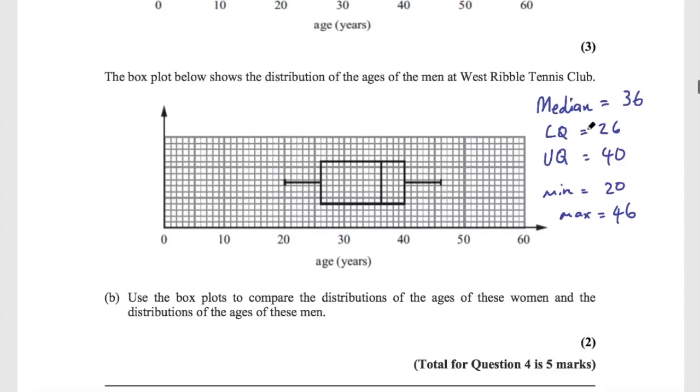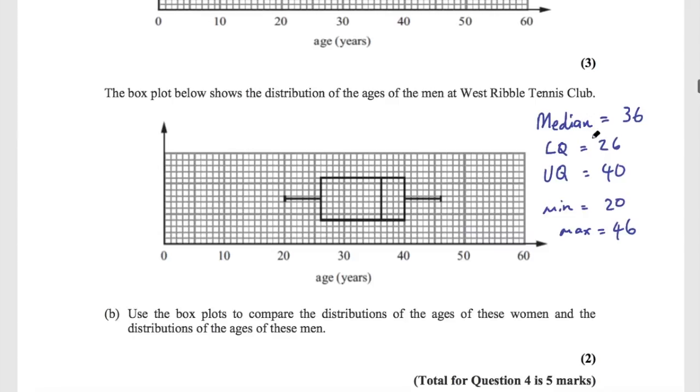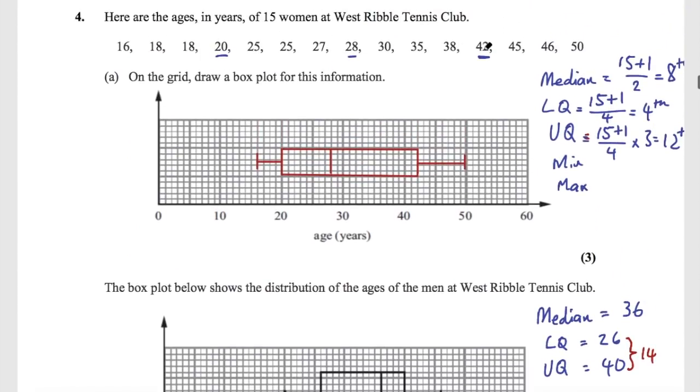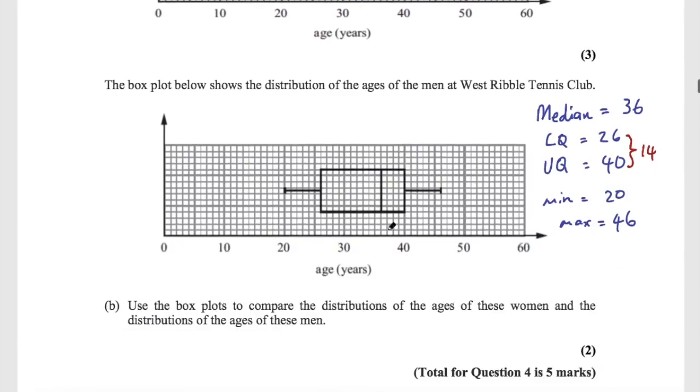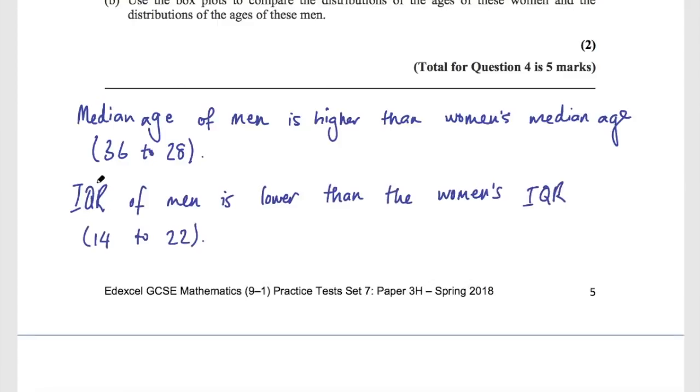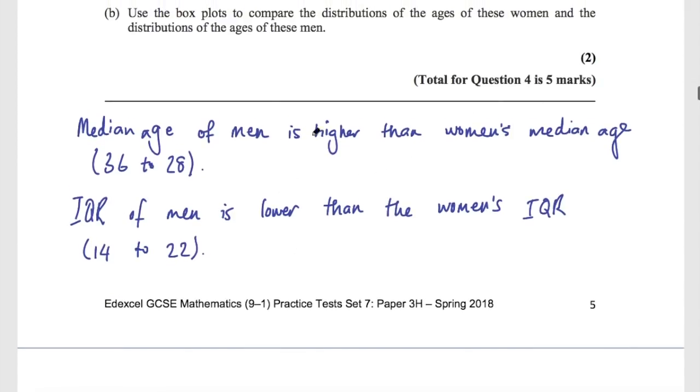And we could also comment on the spread, or the interquartile range. So the interquartile range for the men is the difference between the lower quartile and the upper quartile. So that's 14. So the difference between these two, 14. And the interquartile range for the women, that was 20 to 42. So that was 22. So we could say that the interquartile range of men is lower than the women's interquartile range. And it's a 2-mark question, so just make 2 observations.